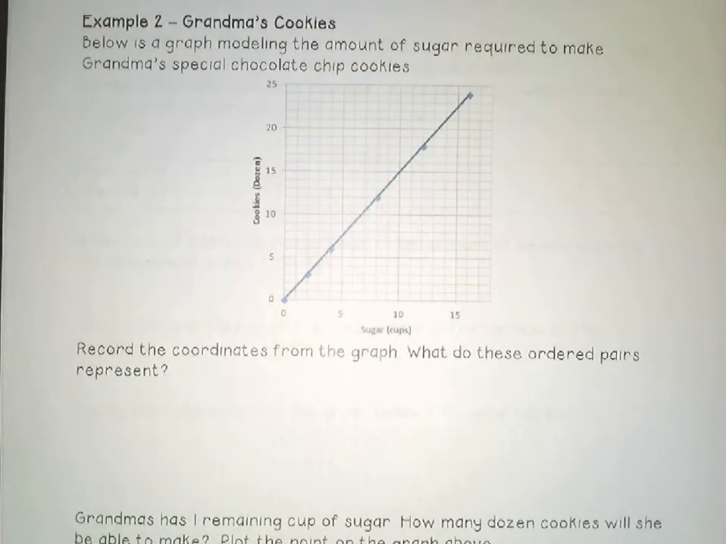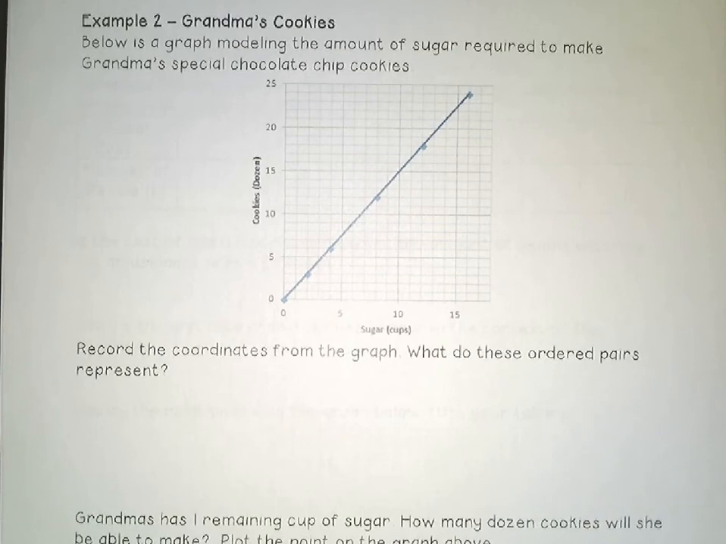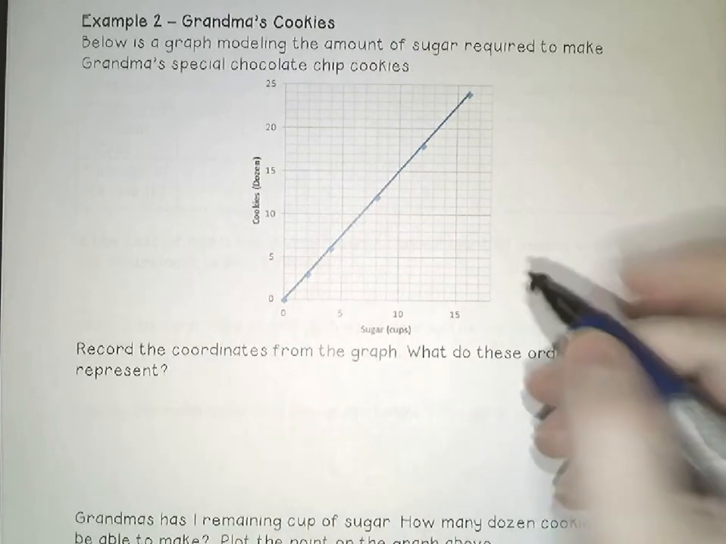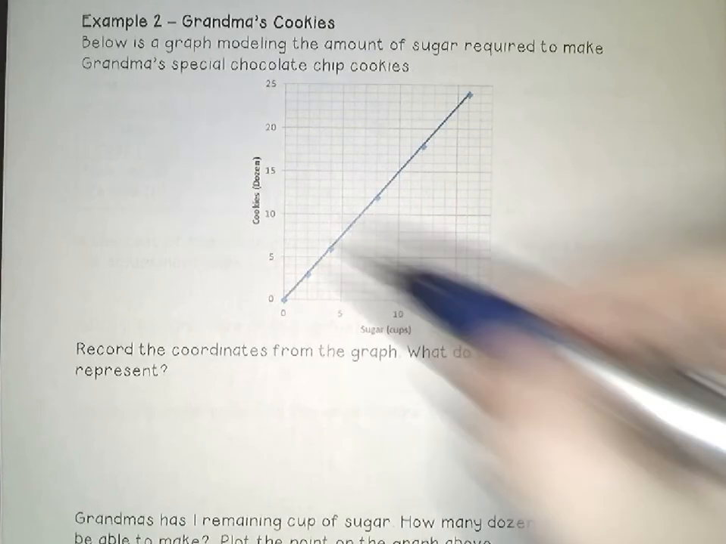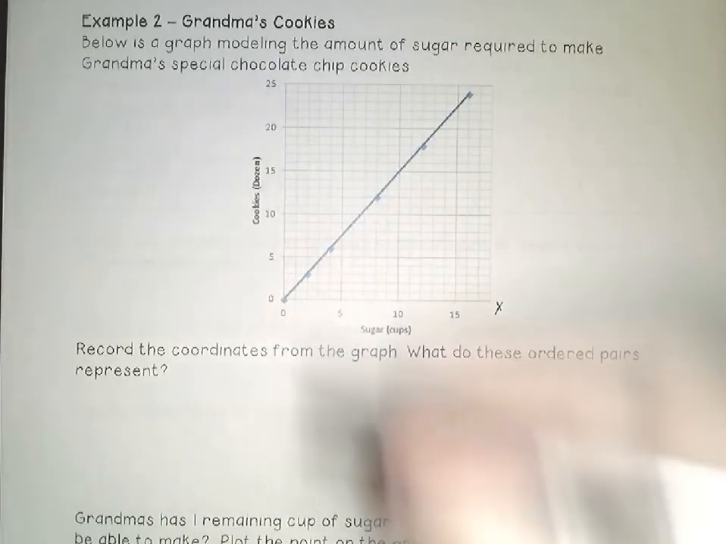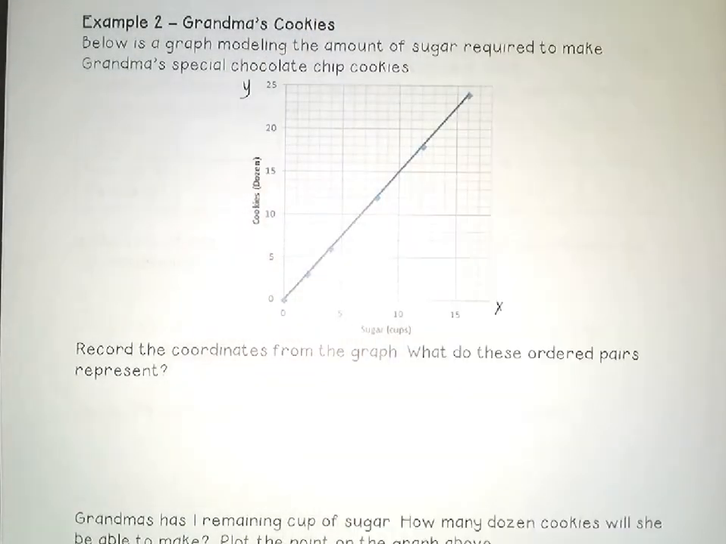And here we have another cookie, grandma's cookies. However, now we are going to work with sugar. Below is a graph modeling the amount of sugar required to make grandma's special chocolate chip cookies. So sugar is on the x-axis and cookies in dozens. So here we have that word dozen on the y-axis.